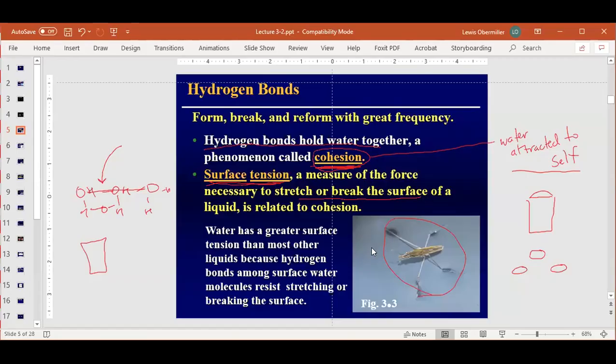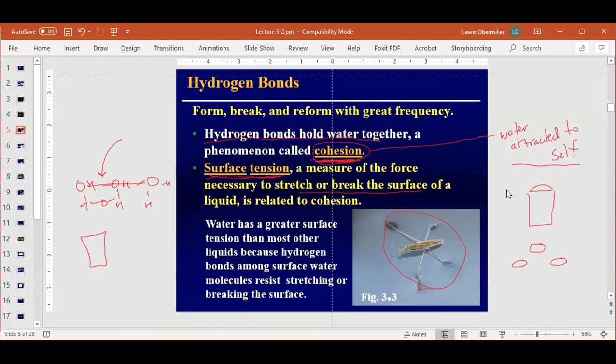So you could even walk on water. If you did the math to maintain the surface tension, you'd have to run somewhere close to a couple hundred miles an hour and have really, really big feet, like size 28. But you could do that as well. And that's due to surface tension and cohesion. Do you guys have any questions about that?